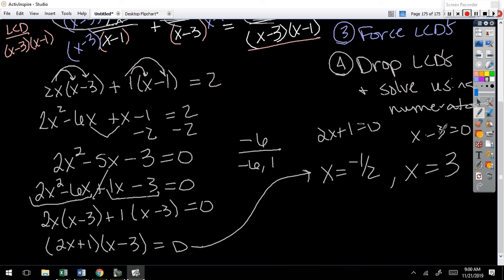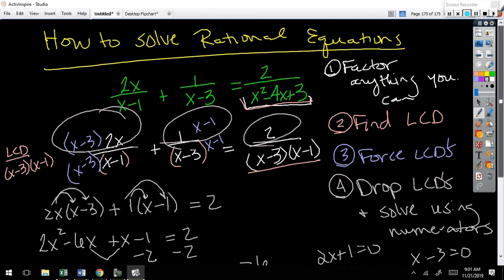The only new part here is forming the LCDs. Let me show you one more that may confuse you. It's actually easier than this one.